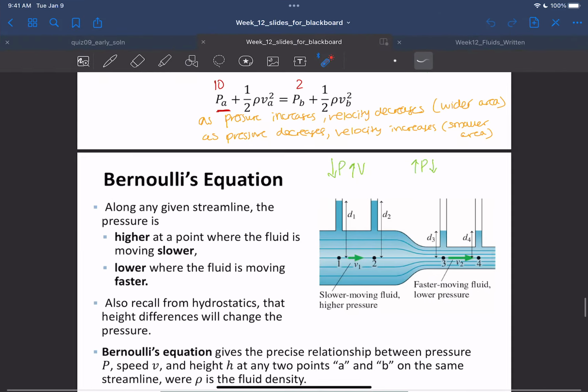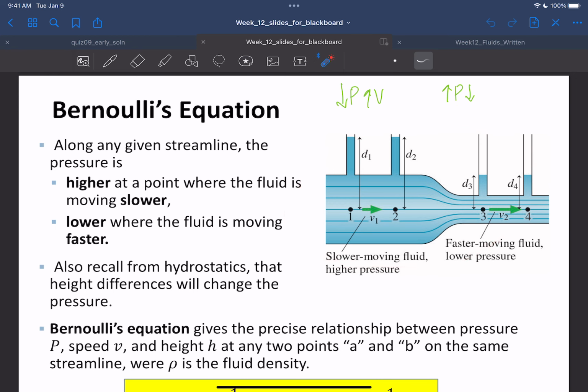Have you guys used these tubes before? I swear there's a lab for this. No, not yet. Okay, but hopefully that helps you understand that idea of separating things into static pressure versus dynamic pressure.